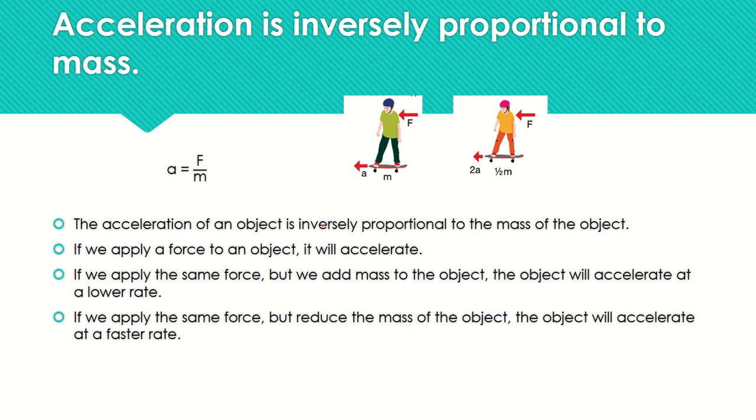You can think of it like if you try and apply the same push, the same strength force, to two objects, the heavier object is obviously going to have less acceleration, and the lighter object is going to have more acceleration. It's logical. So acceleration is inversely proportional to mass, which means as you increase mass, the acceleration will decrease.